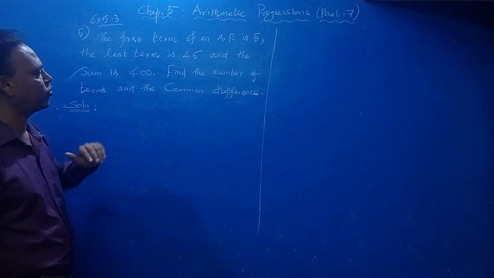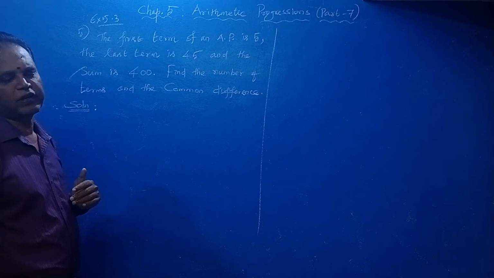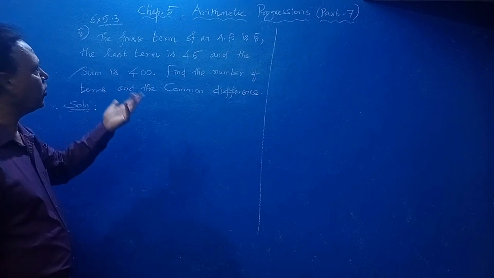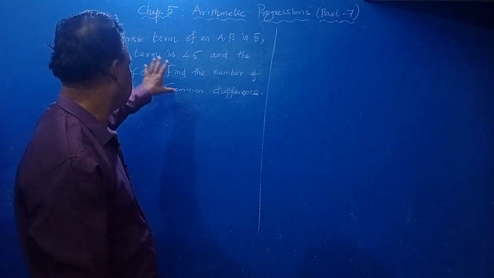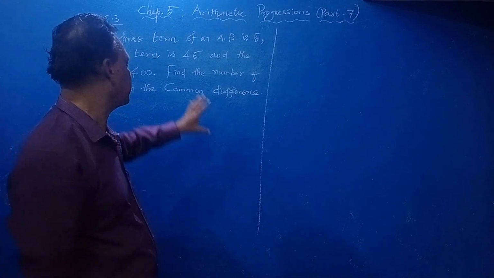Using this, you have to find out the number of terms, that means N. Then the common difference, that means D, you have to find out. Clear? Two things you have to find out here. Like how we have done the third problem, the same way. But here it is given in the verbal form.